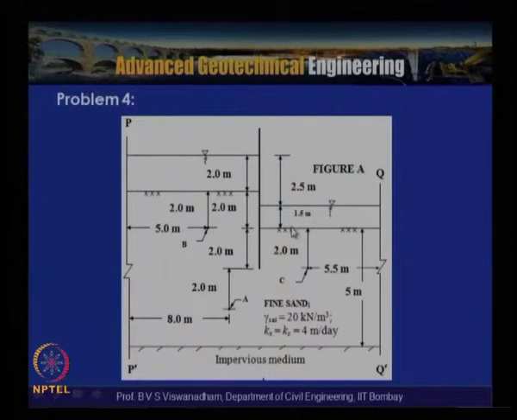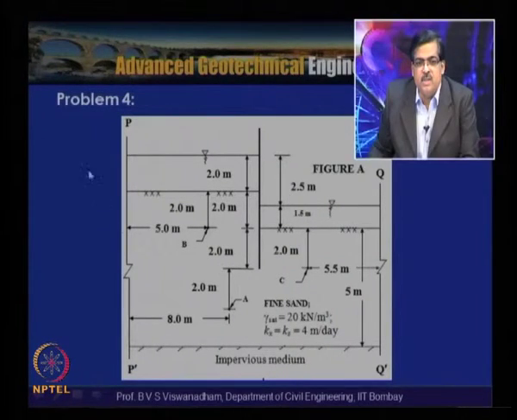The water level on the downstream side is 1.5 meter, and the upstream side is 2 meter above the upstream soil level. So the difference is about 2.5 meters. This is the end P dash, and this is the end Q dash, and we need to determine the points: A is here, point B is shown here, and point C is here. We need to determine the pore water pressures from the flow net diagram, so the datum can be selected accordingly, and then pressures at A, B and C can be determined.